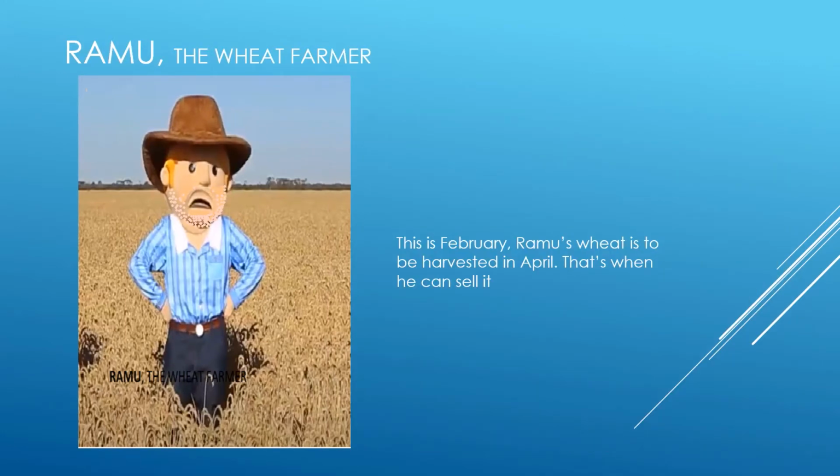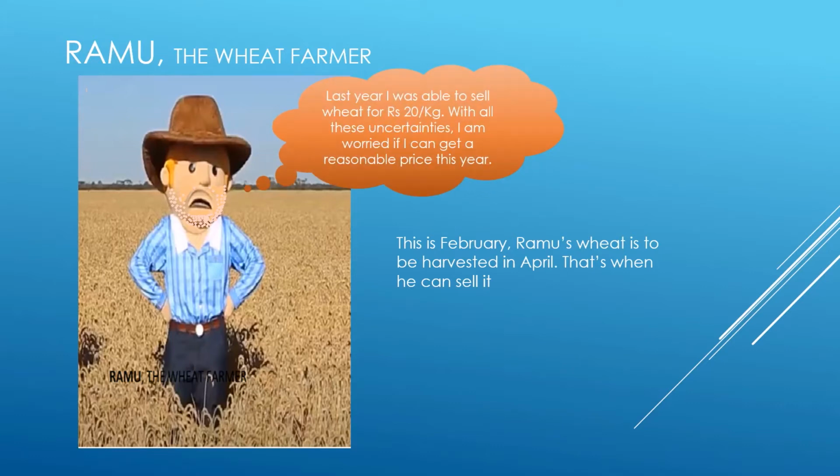Now, Ramu seems to be worried. This is February month and Ramu's wheat is to be harvested in April, and that's when he can sell it. Why is Ramu worried? Well, he says last year he was able to sell the wheat for rupees 20 per kilogram. Now, with all these uncertainties, Ramu is worried if he can get a reasonable price this year. What if the price drops well below 20? What if it comes to 15, 14? That's why Ramu is worried.